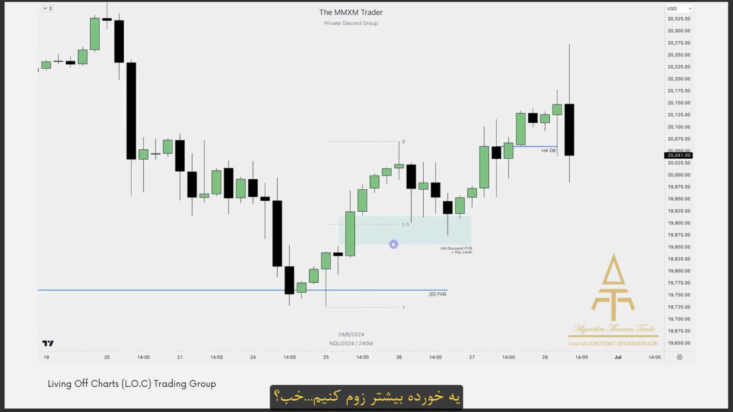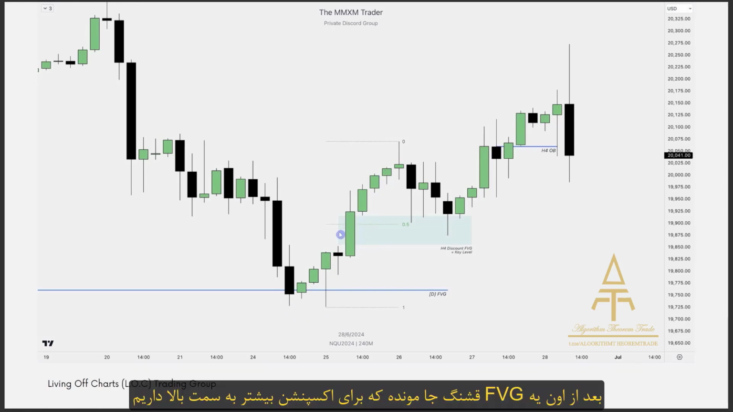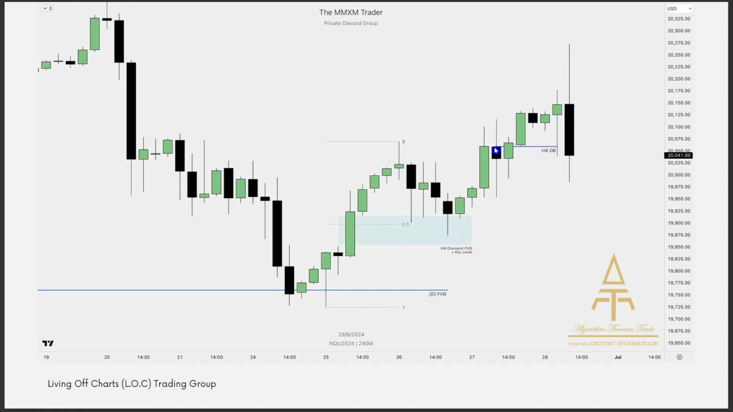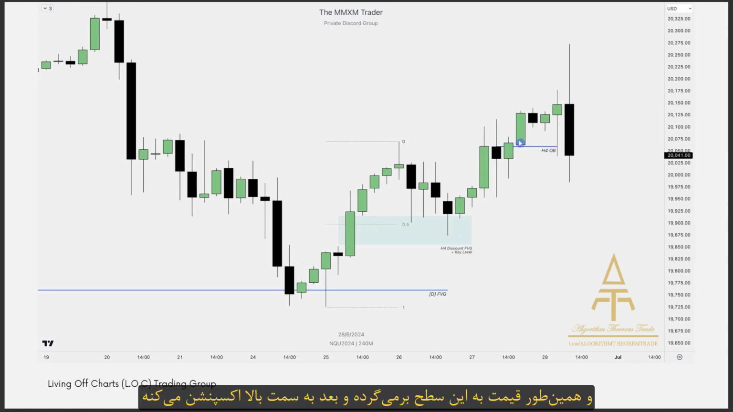So zoom in a little bit more, right? Mark out your discount level low into premium high. So now we've got a dealing range that we can work with, right? And remember, we had that consolidation into expansion lower into a reversal, key level hit, SMT on the lows. Then we have a nice fair value gap left behind for another expansion up higher, and then afterwards a down close candle should support price higher, as we did over here with these wicks lower, and then this as well. Price comes back into it and then expands up higher.